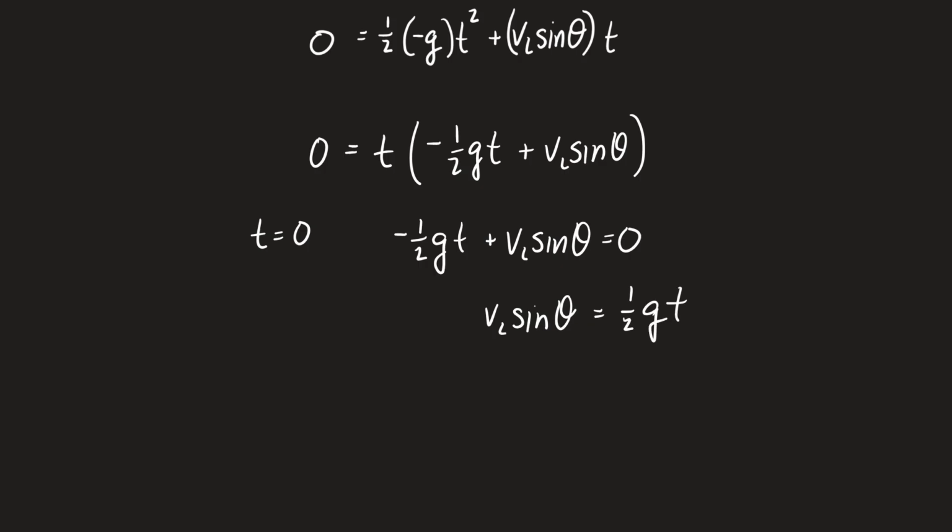I want to get t by itself, so I'll multiply both sides by 2. And now I'll divide both sides by g. And I'll get t equals 2 VL sine theta over g. This is a generalized answer for t.